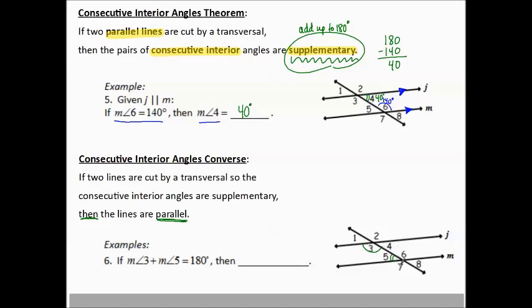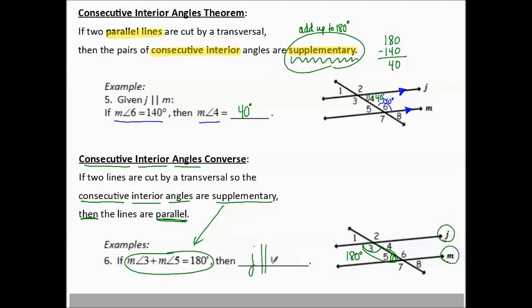Here's angle 5, little acute angle. They add up to 180. So these two angles together make 180 degrees. What does that mean? Well, these two angles are consecutive interior angles. I see that these consecutive interior angles are supplementary. They said they add up to 180 degrees. Therefore, the lines are parallel. Well, what are the lines? J and M. So that's how I conclude J is parallel to M. And that's it.